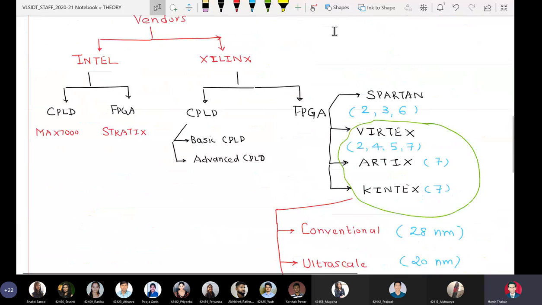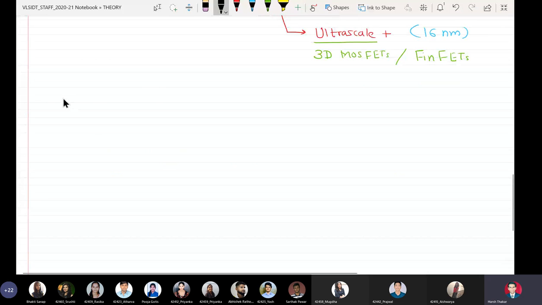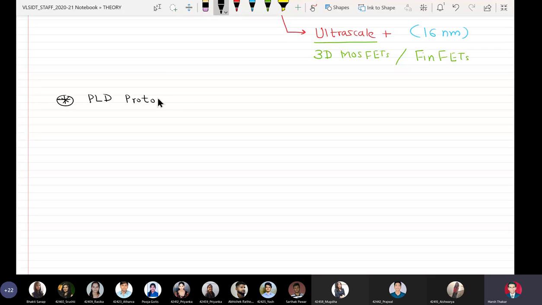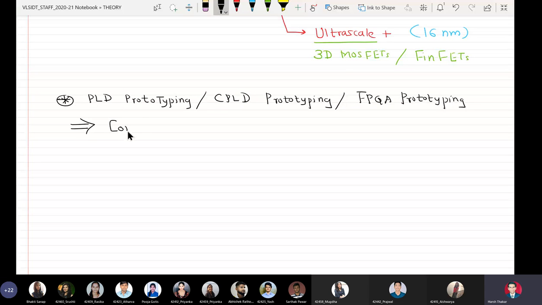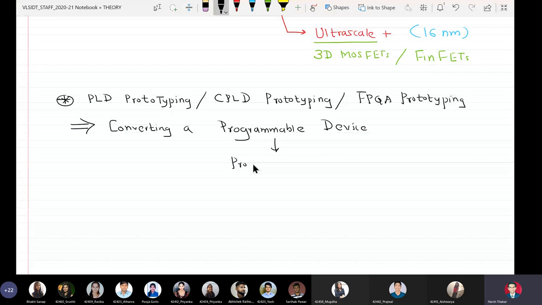So now we define PLD prototyping or CPLD prototyping or FPGA prototyping means converting a programmable device into a programmed device.